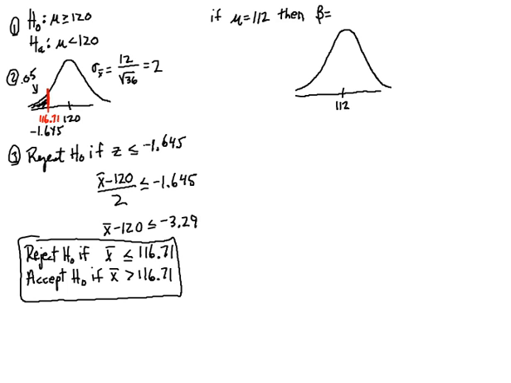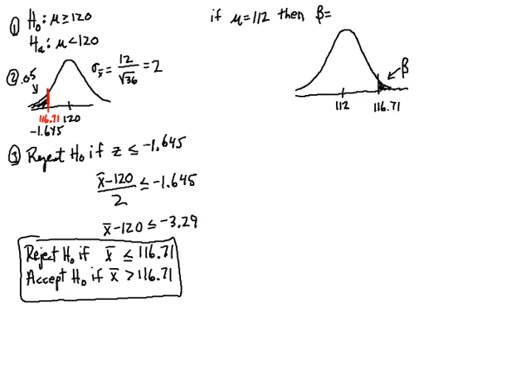what is the probability that the sample average that I get is greater than 116.71? That probability is the probability of making a type 2 error. And that's determined by finding the area under the density function, the sampling distribution, from 116.71 on. Now, how do we do that?